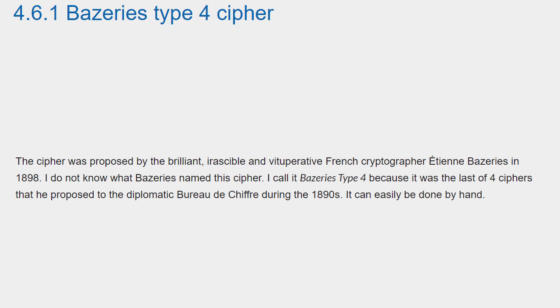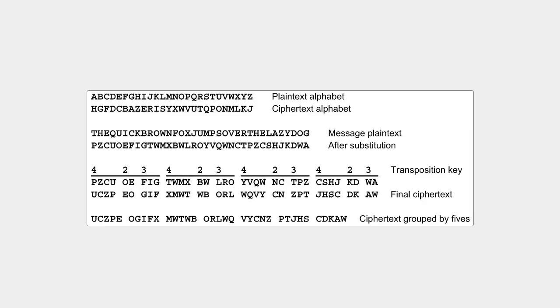I do not know what Bazary named this cipher. I call it Bazary Type 4 because it was the last of 4 ciphers that he proposed to the diplomatic Bureau des Chiffres during the 1890s. It can easily be done by hand. The Bazary Type 4 consists of a simple substitution followed by a simple transposition, which I call a piecewise reversal. The transposition reverses short pieces of the text according to a key that is a sequence of small integers.